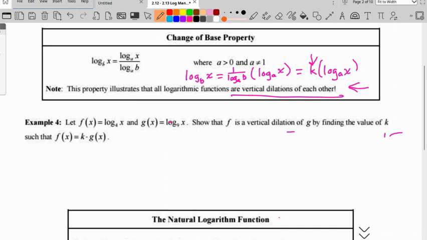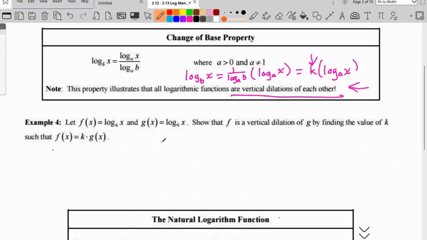Okay, so it says let f of x equal log base 4 of x and g of x be log base 9 of x. Okay, so the first thing I noticed is that they've got different bases. Show that f is a vertical dilation of g by finding the value of k such that f of x equals k times g of x. So let's give that a try. Okay, so show that f is a vertical dilation. So we want to show that f of x equals k times g of x.